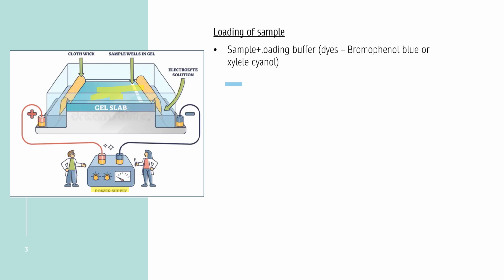talked about. And the next thing is the loading buffer. In the loading buffer, we add a dye. It could be bromophenol blue or xylene cyanol. Now what is the function of adding the second dye? It is for monitoring the movement of the macromolecule.